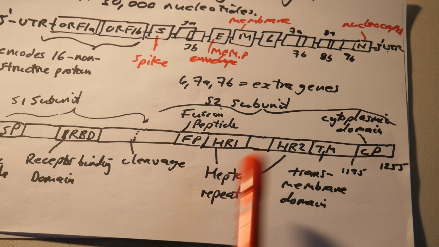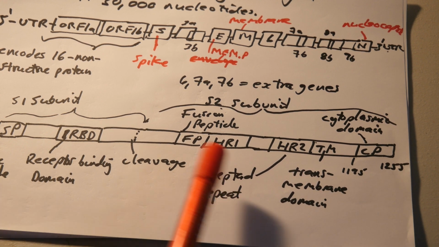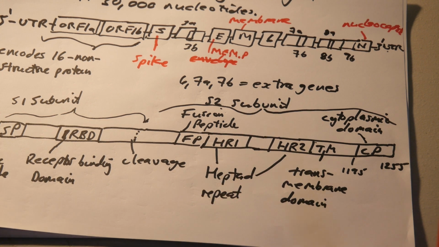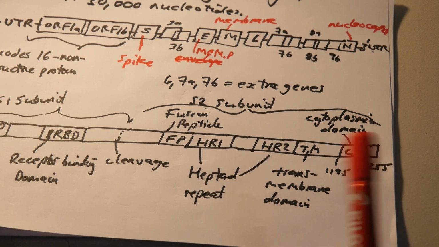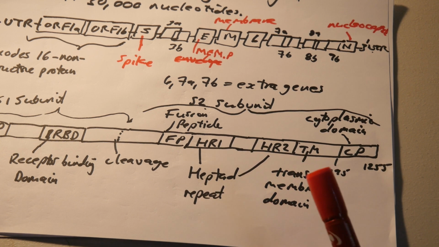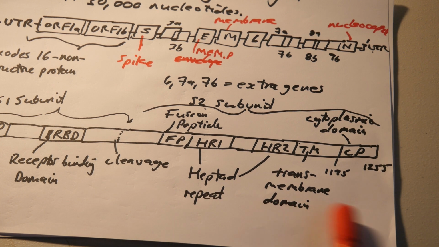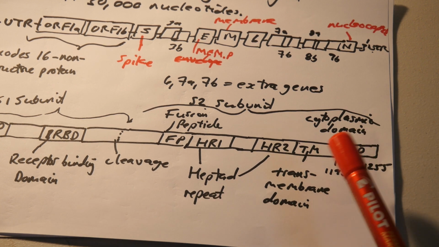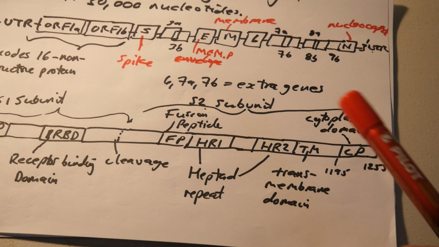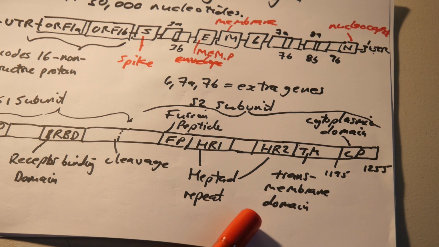Then you got two heptide repeats. Heptide means it's multiple repeats of amino acid. And then you got a transmembrane domain here. The transmembrane means a protein that goes right through the membrane. A membrane is a lipid, it's a fat layer. And the transmembrane goes right through, not on top, it doesn't sit underneath, it actually goes right through it. That's a transmembrane domain.